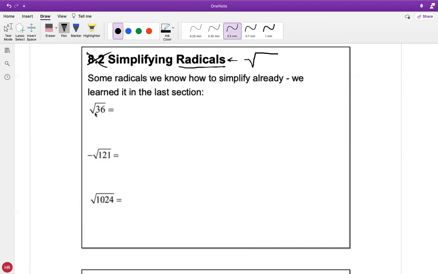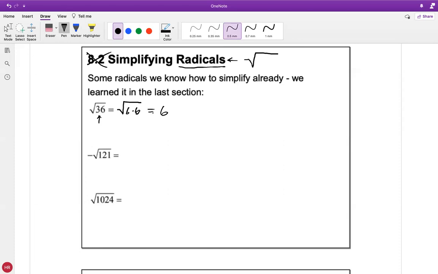Given a number underneath it, like this, I would read this as the square root of 36. You say to yourself, what number times itself gives you 36? What number multiplied by itself gives you 36? If you think about it long enough, you'll realize that this is the square root of 6 times 6. 6 times 6 is 36, which means that equals 6.